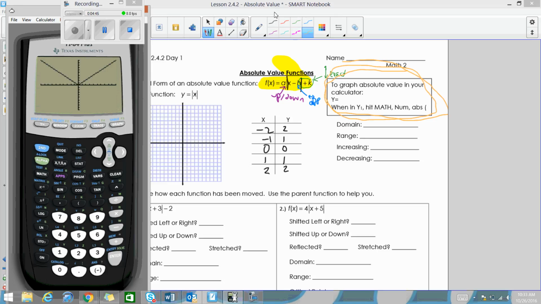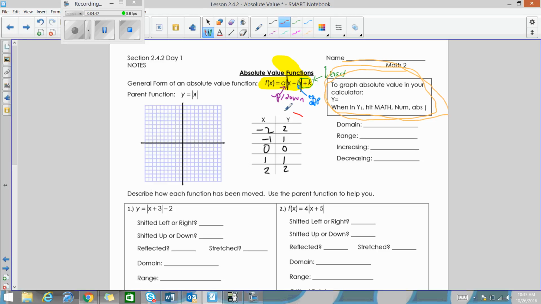So if we were to graph this from the points that we have here, this is what it's going to look like. So -2, 2, -1, 1, 0, 0, 1, 1, 2, 2. You can see it's already kind of got that look of a V. I'm going to make it over here. And again, yours is going to look a lot nicer.